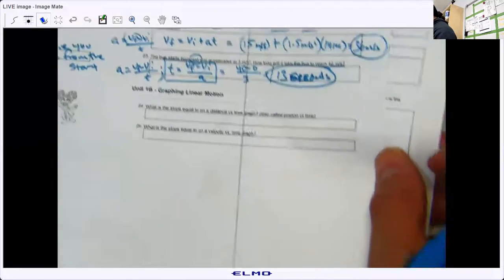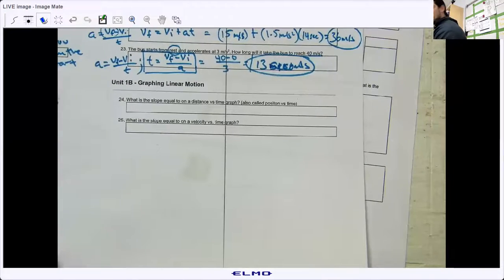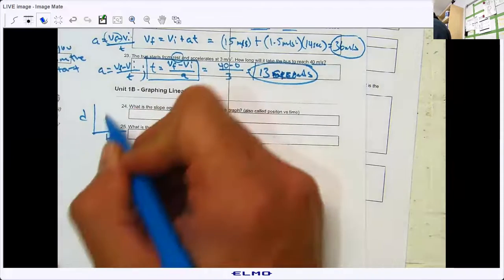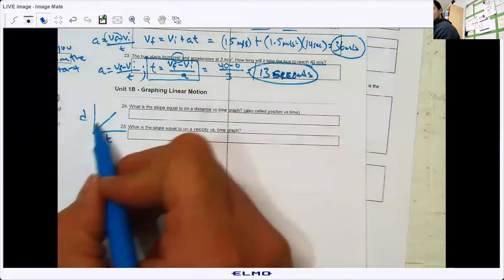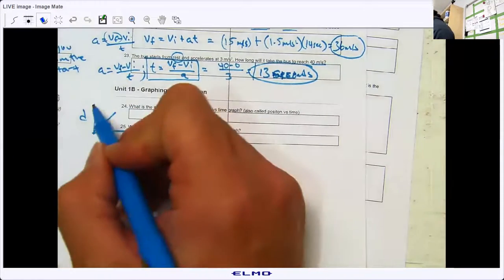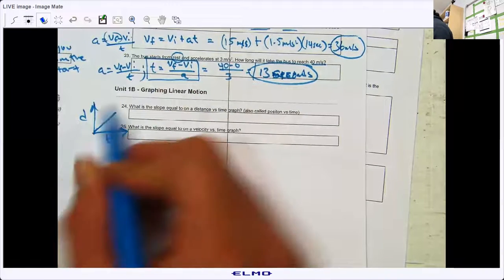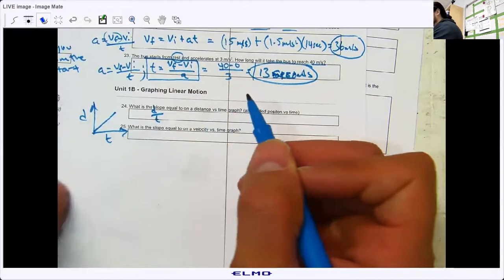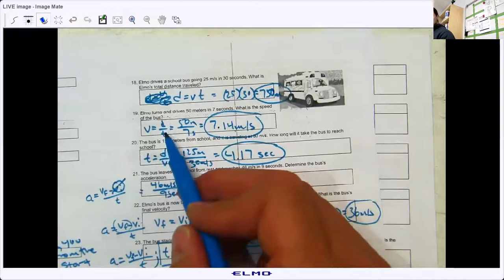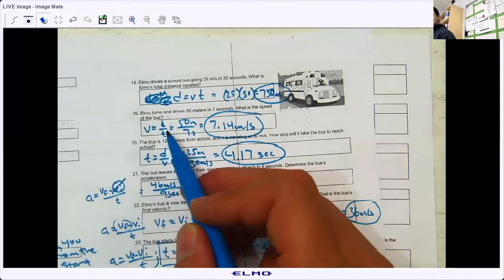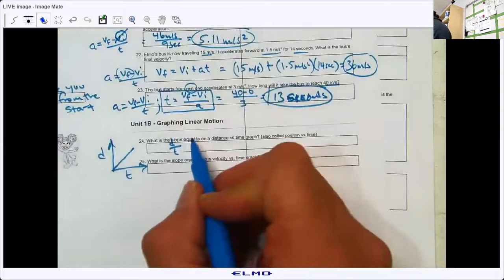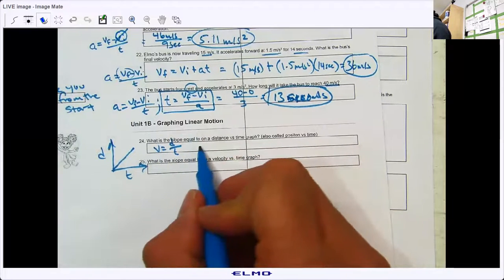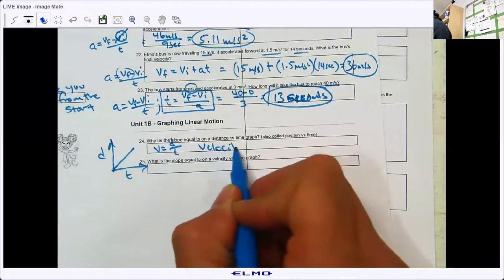All right, 24. What is the slope equal to in a distance versus time graph? So if we have a graph, we have distance, we have time, we have a slope. If we were to take a look at this and we did rise over run, the rise is distance, the run is time. So we were given an equation earlier right here. What is distance divided by time? Rise over run ended up being velocity. So the slope of the line is equal to velocity.